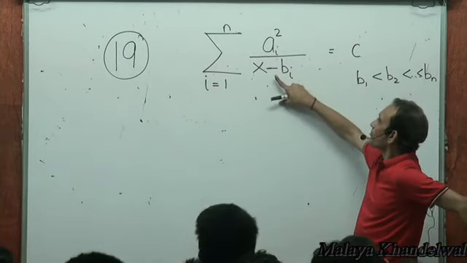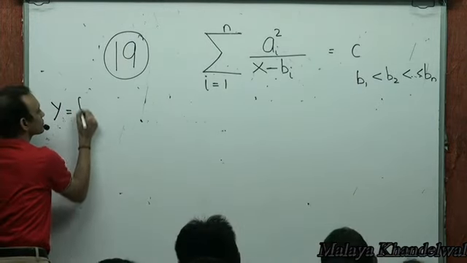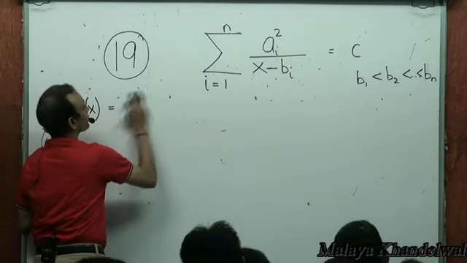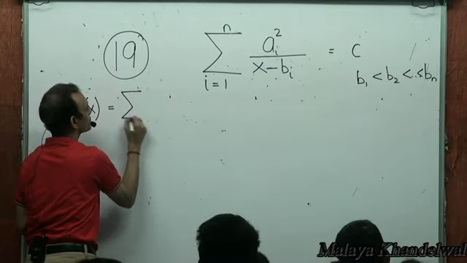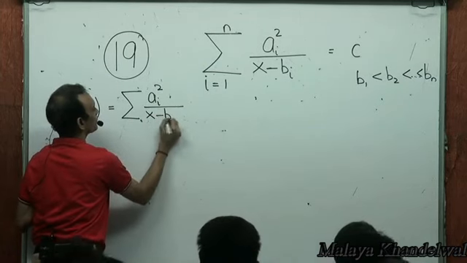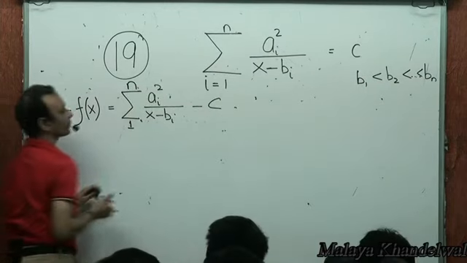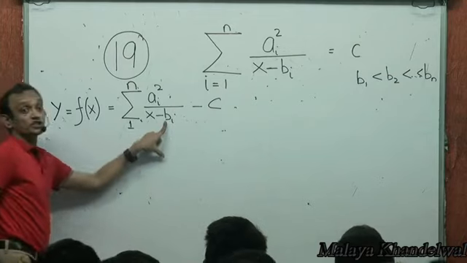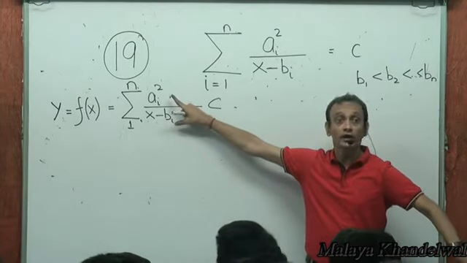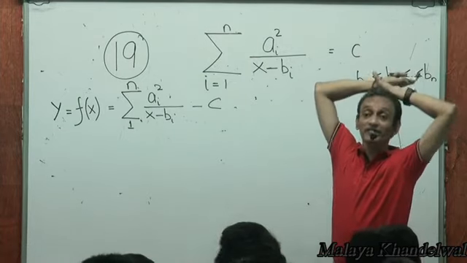Hey, do you realize that I could construct a function y equal to f x, which is summation ai squared by x minus bi, i equal to 1 to n, minus c. Very clearly, this function is discontinuous at all bi, b1, b2, b3. This is undefined. And numerically, it will be very large. At any x equal to bi, it's numerically very large.